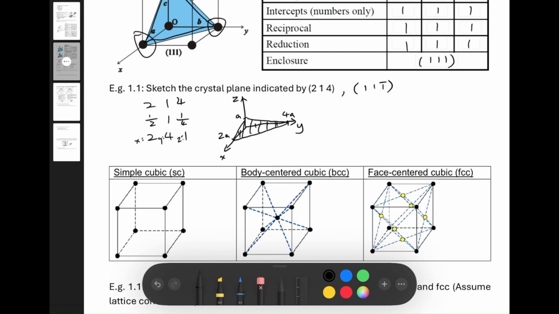Okay, let's look at 1, 1, and 1 bar. So again, 1 bar is just -1. So let's first draw this. Okay, and then let's use a different color to sort of draw a cube around it. Because you can see the 1 bar is actually minus, so it will be below what your reference plane is. So let's just draw a cube first.